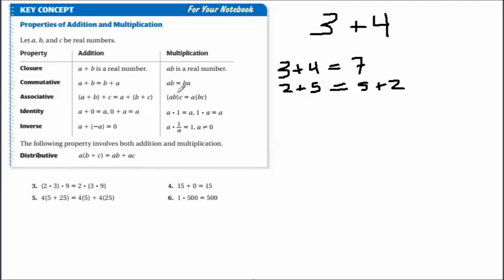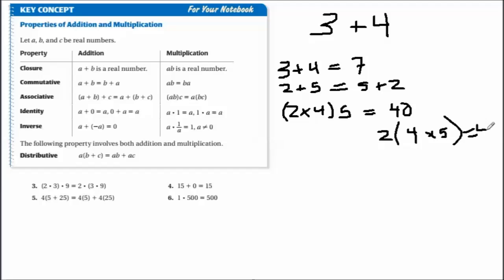Okay, the next one's associative. It doesn't matter where you put the grouping symbols if they're all being added, like here. And it doesn't matter where you put it if they're all being multiplied. A times b grouped together times c is the same as a times the quantity b times c. I mean, if you take 2 times 4 times 5, you're still going to get 40. If you group it the other way, you're still going to get 40.